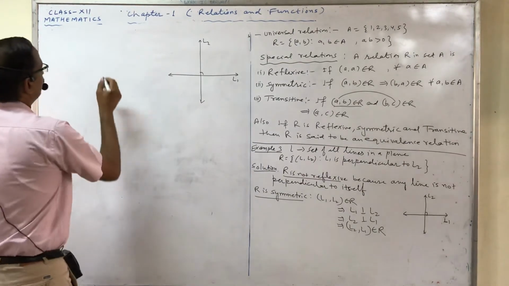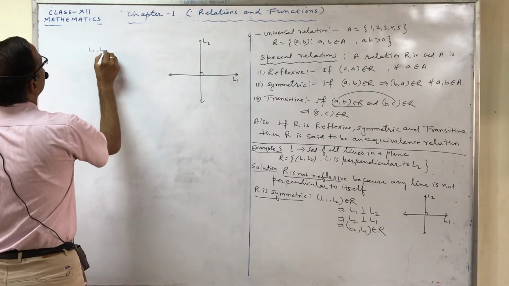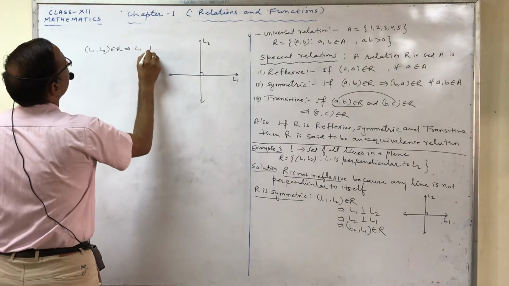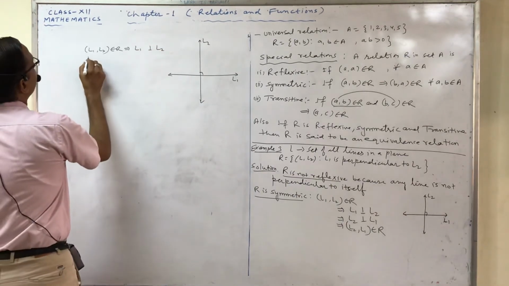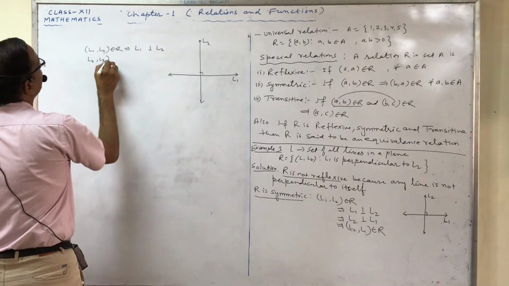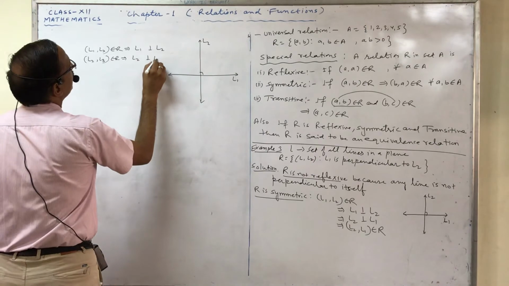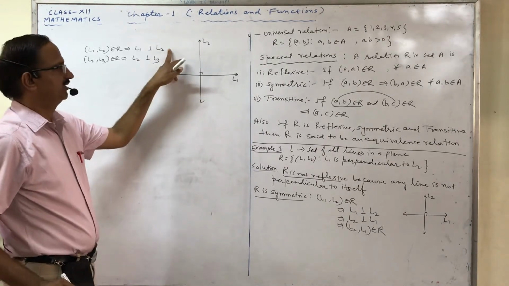Okay? So L1, L2 belongs to R. It means L1 is perpendicular to L2. Now, if L2, L3 belongs to R, this implies that L2 is perpendicular to L3. So this is from first.